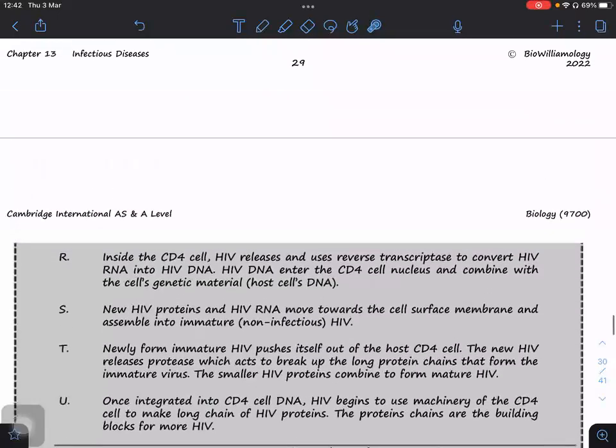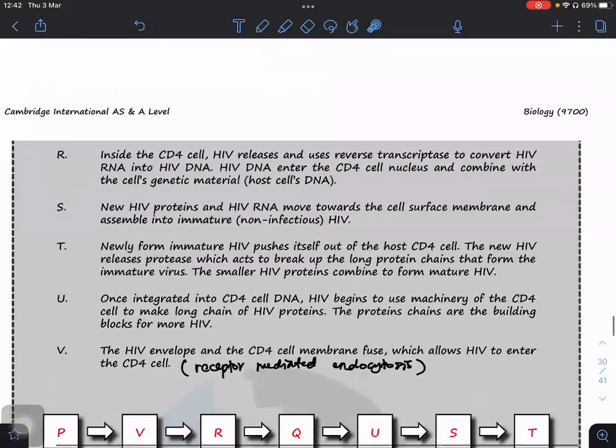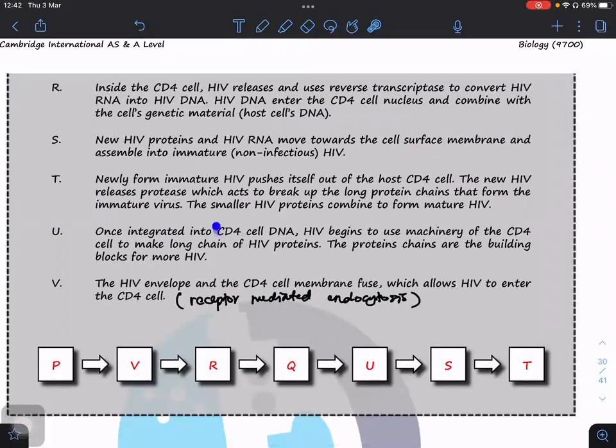So once inside the host cell nucleus, HIV releases integrase to insert the viral DNA into the host cell. So very important, they must incorporate first. And then once integrated into the CD4 cell's DNA, HIV begins to use the machinery of the CD4 cell to make long chains of HIV protein. So the protein chains are now the building blocks for more HIV.